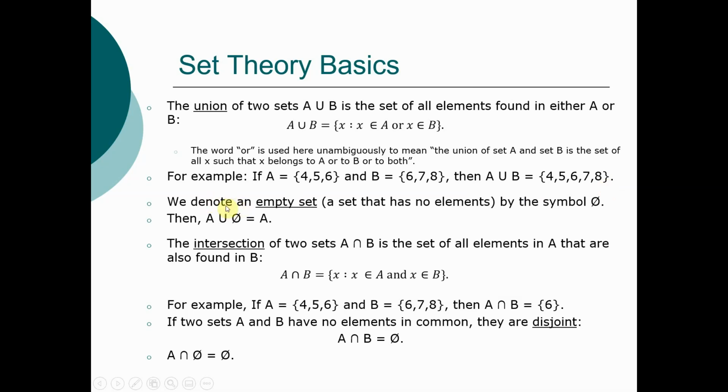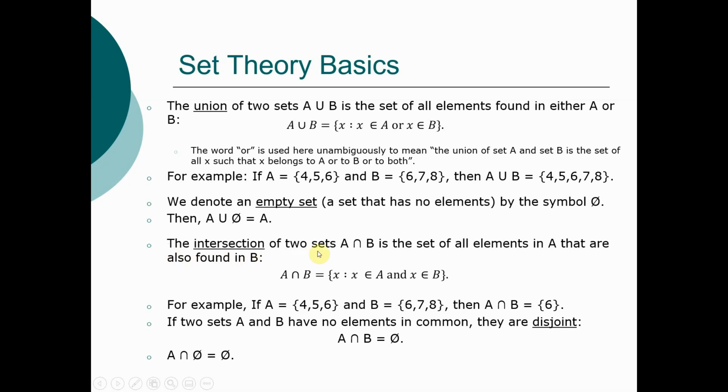We call a set an empty set, and we denote it using this symbol, like the Greek letter phi. It's the set that has no elements. So A union with an empty set is going to give us the same original set A.